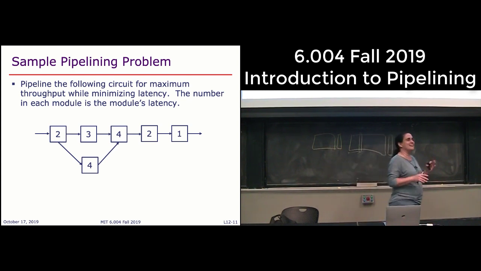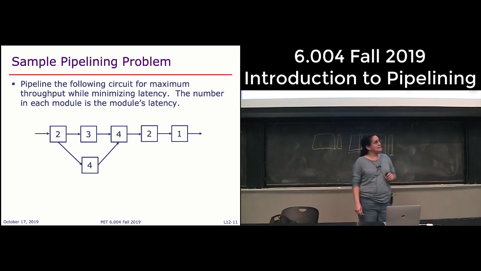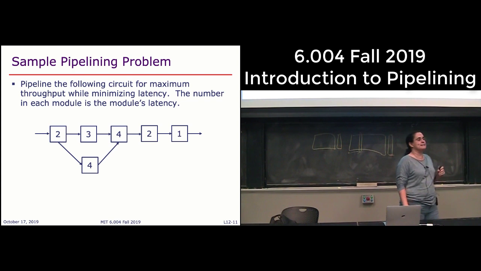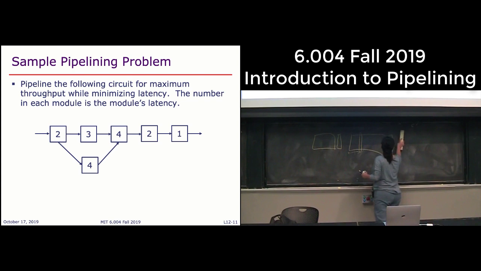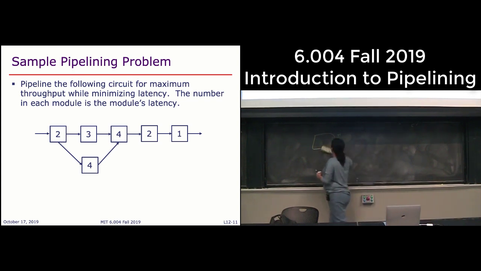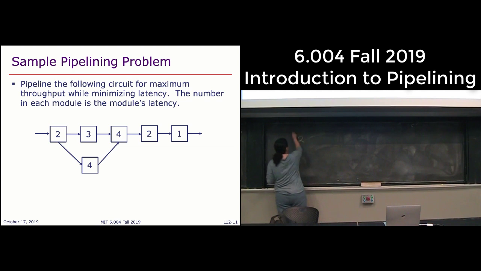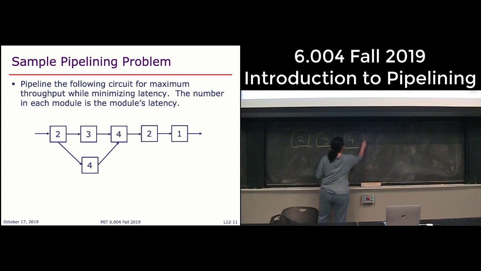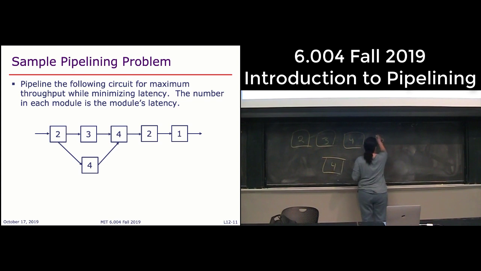Okay, so let's do one last example before we move on to the next topic for today, which is, suppose that I give you this circuit, and I ask you to pipeline it for maximum throughput, and at the same time, you want to try to minimize the total latency. So let me just quickly draw this on the board. So we have a 2-component, 3-component, 4-component, another 2, and another 1.